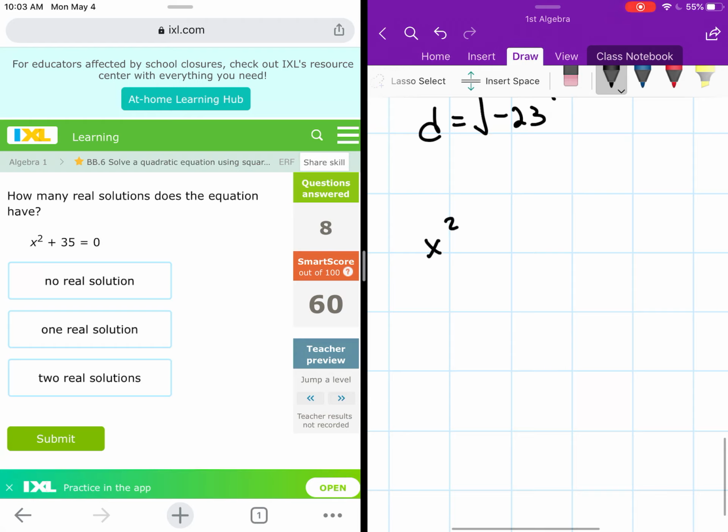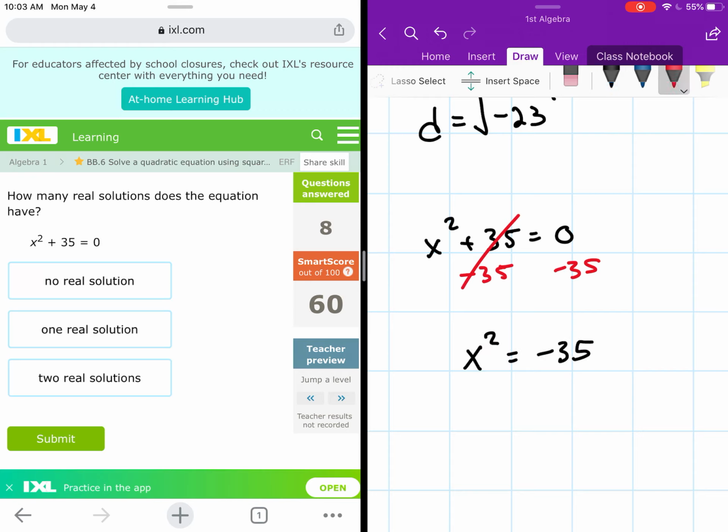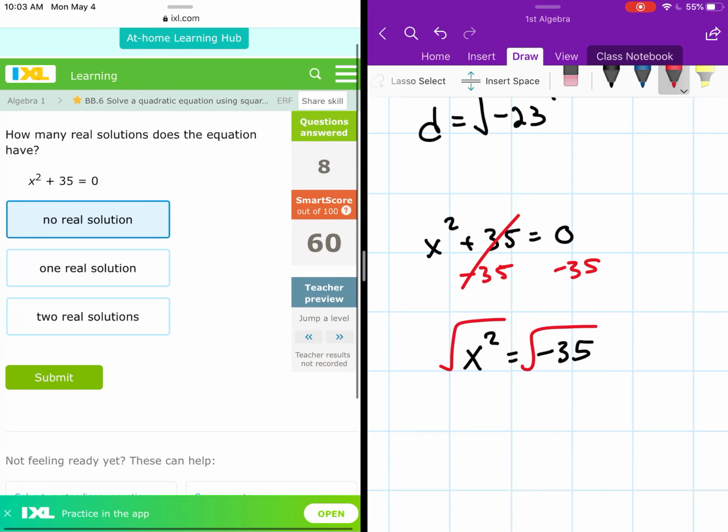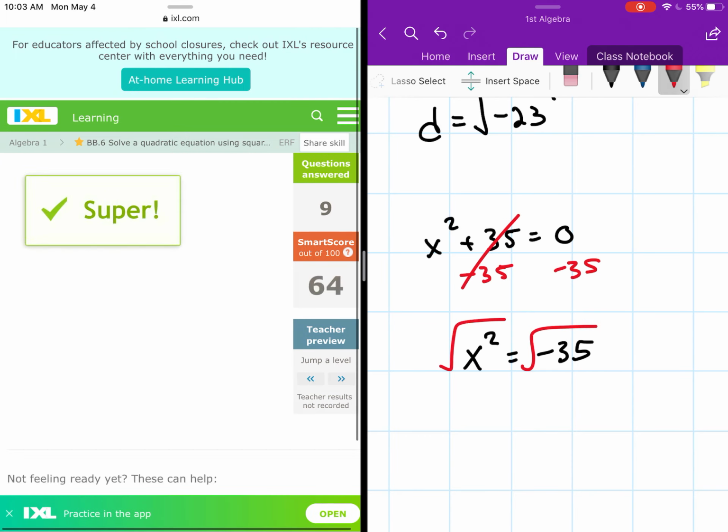Same thing for this one. X squared plus 35 equals 0. Minus 35 to both sides. So you're going to end up getting x squared equals negative 35, which we then have to take the square root. And look at that, you have a negative inside the square root, no real solution.